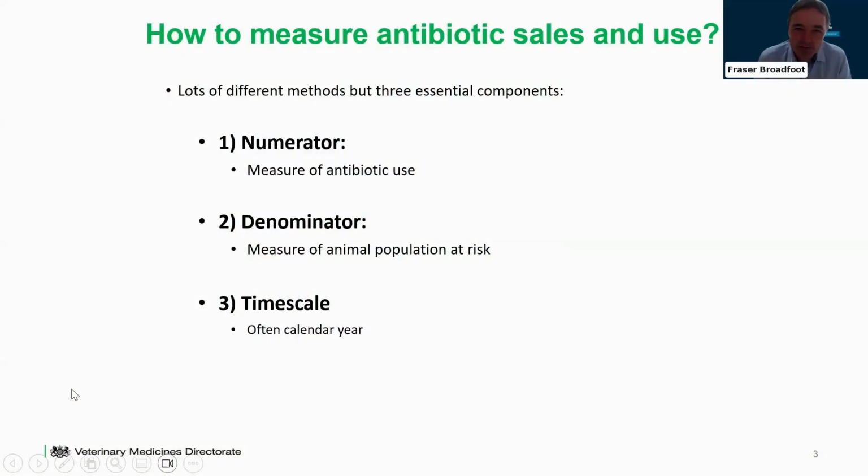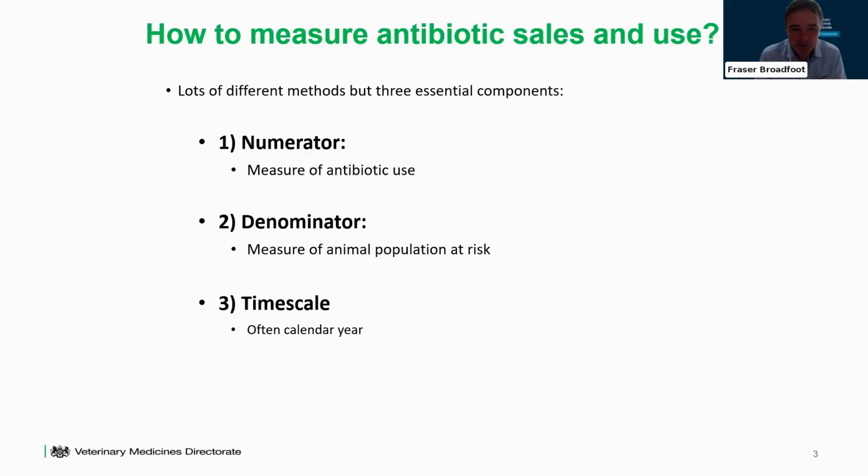So when you're monitoring antibiotic sales and use data, there are lots of different methods, but there are three essential components to most indicators. The first component is you need to have some way of measuring antibiotic use. This is often called a numerator, and we'll talk about that in the next few slides. You definitely need to have a time scale.